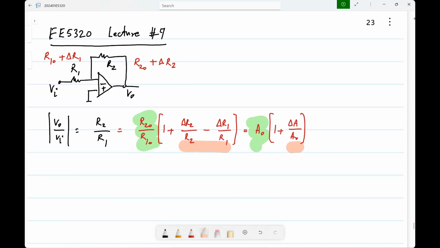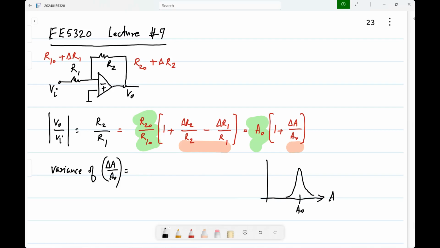Now, this being a statistical quantity, you are not looking at delta A for every amplifier, but you just want to know if you make, let's say, 1,000 amplifiers, what will be the distribution of the gains. Okay. So that also will be Gaussian distributed. So if you plot versus A, the distribution will be centered around A naught and it will have some variance. Okay. So now what will be the variance of delta A by A naught? What is it going to be? Variances?